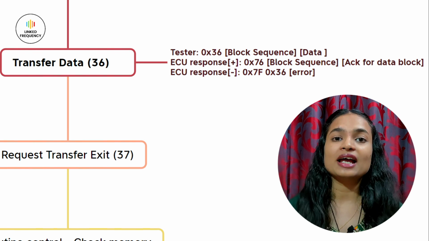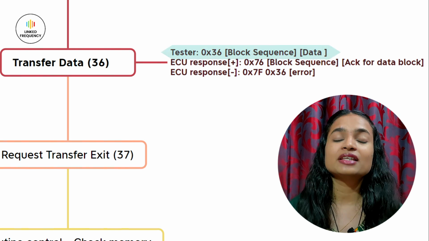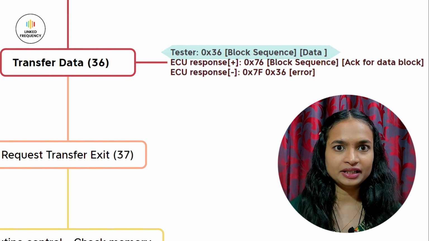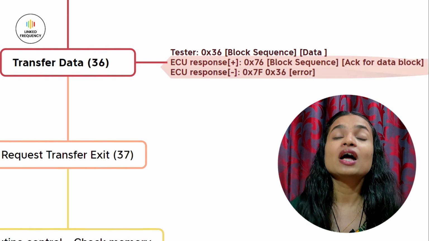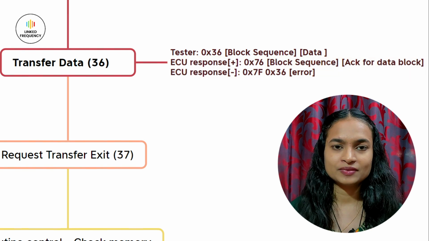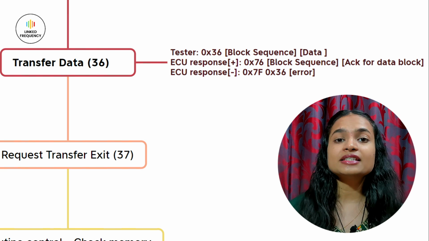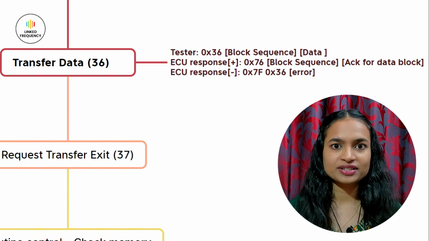Well, let's move ahead and understand this a bit more clearly. The tester sends the request using the command 3601 and then followed by the data. The positive response for this is 7601 and the negative response is 7F36 and followed by the error. Just for our reference, let us consider the negative response can be 7F36 and 78. Here 78 represents request in progress.